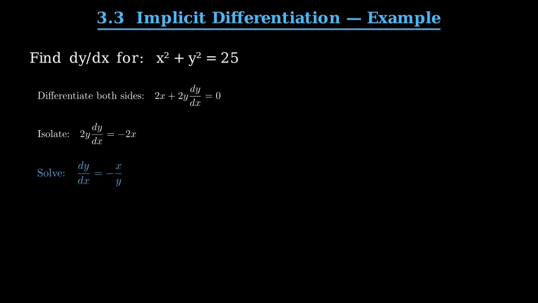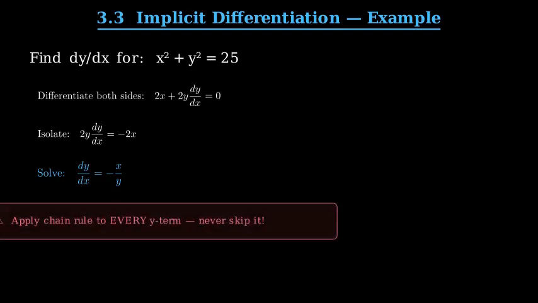The derivative of arcsin of u with the chain rule is u prime over the square root of 1 minus u squared. The derivative of arctan of u with the chain rule is u prime over 1 plus u squared. Notice that arccos is simply the negative of the arcsin derivative.